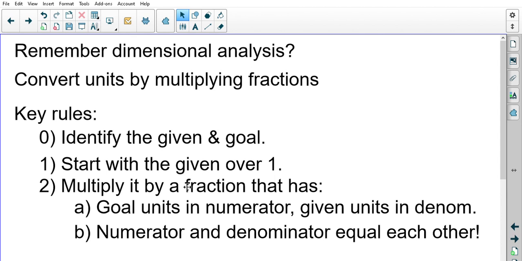Then we're going to multiply it by another fraction. That fraction has two rules it has to follow. The goal units are in the numerator, but the given units are in the denominator. That's really important because those units are going to cancel. Before they were in the numerator, now they're in the denominator. Those cancel. The goal units don't cancel. That's what we're looking for. Second rule is you put the numbers in so that the overall numerator and the overall denominator of your second fraction have to equal each other. Okay, let's see this in use.